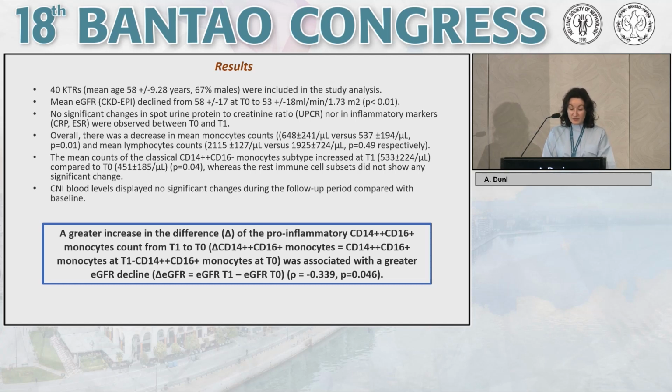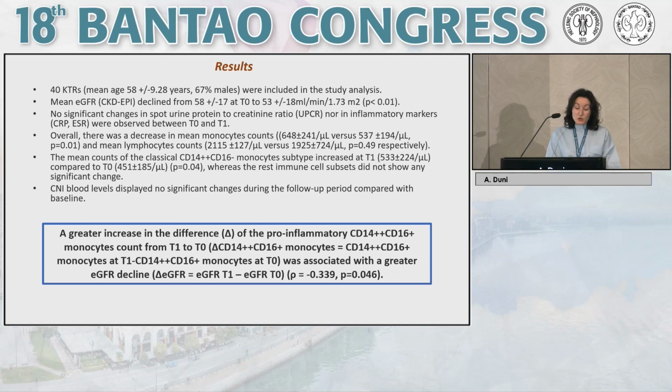The mean eGFR declined from 58 to 53 ml per minute during follow-up. No significant changes in spot UPCR or inflammatory markers were observed between T0 and T1. Overall, there was a decrease in mean monocyte counts and mean lymphocyte counts. The mean counts of the classical monocyte subtype increased at T1 compared to T0, whereas the rest of the immune cell subsets did not show any significant changes.